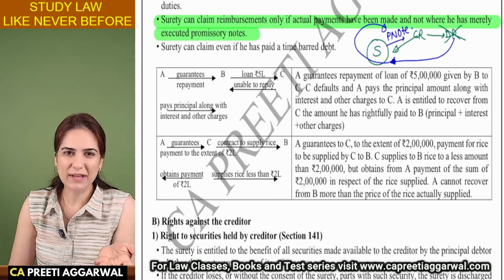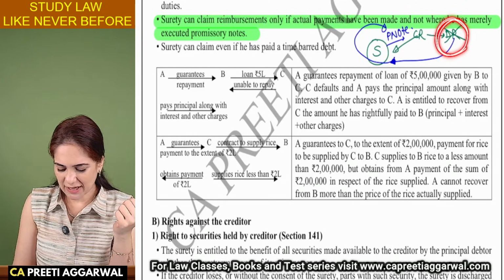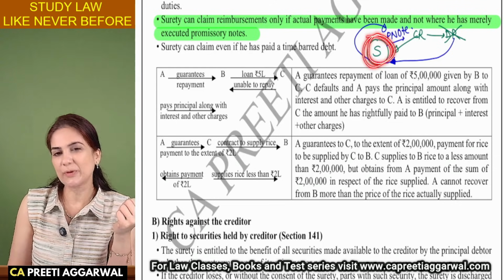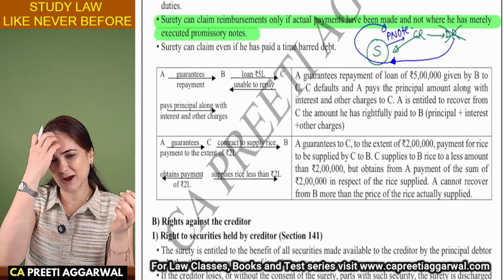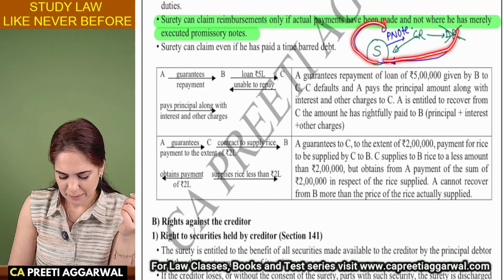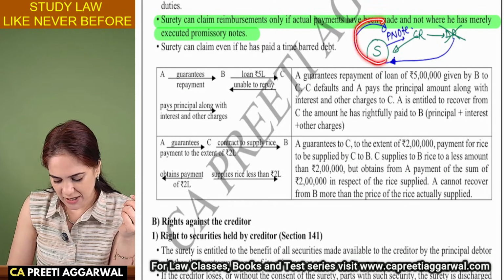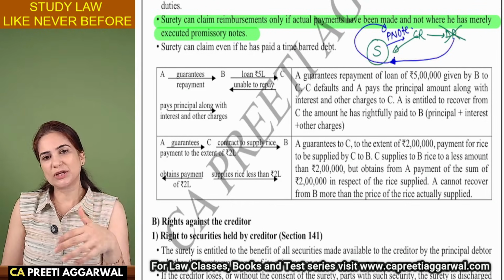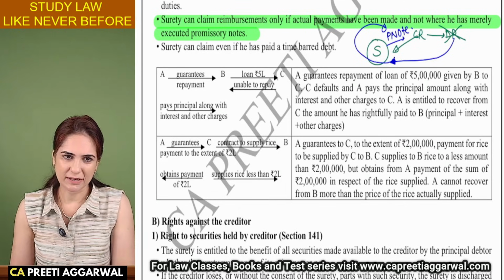That's not why we took guarantee. Debtor was not capable of paying. That is why he requested the surety to act on his behalf, right? So you cannot recover money from the debtor and then pay it to him. You can recover money from the debtor only when you have actually paid the amount to the creditor.